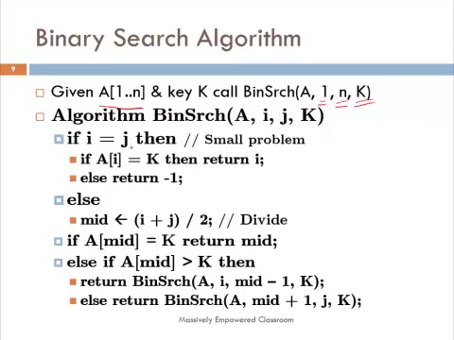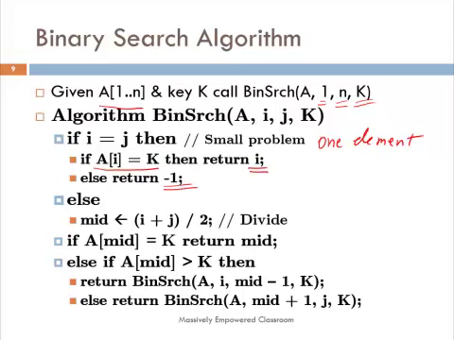If i equals j, what does it mean? That means the array has only one element. You have already narrowed it down to a one element array. Then if that element is equal to the key, return it. If it is not equal, that means the given key is not present in the array, so you return failure, or you return -1 in this case to indicate failure.